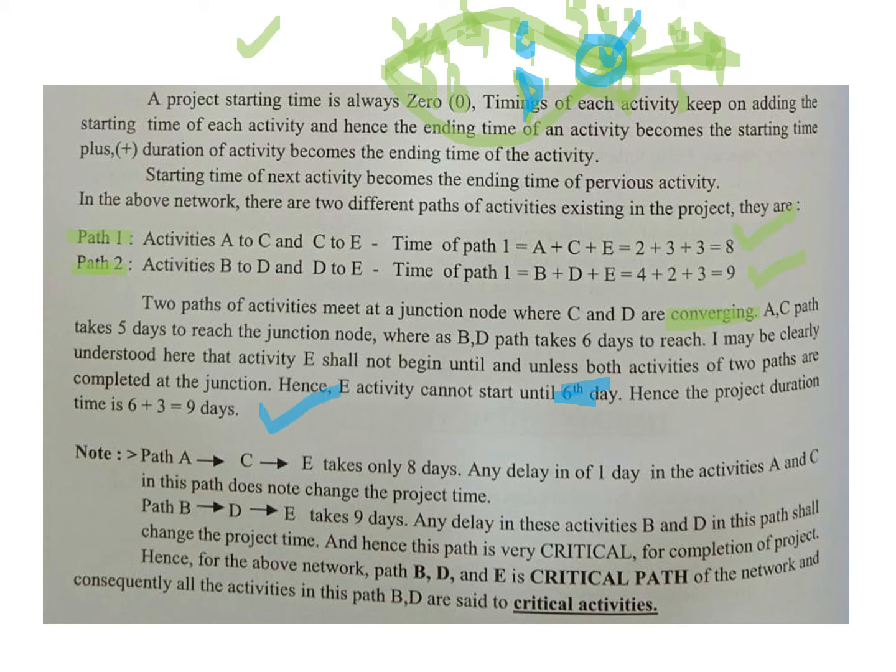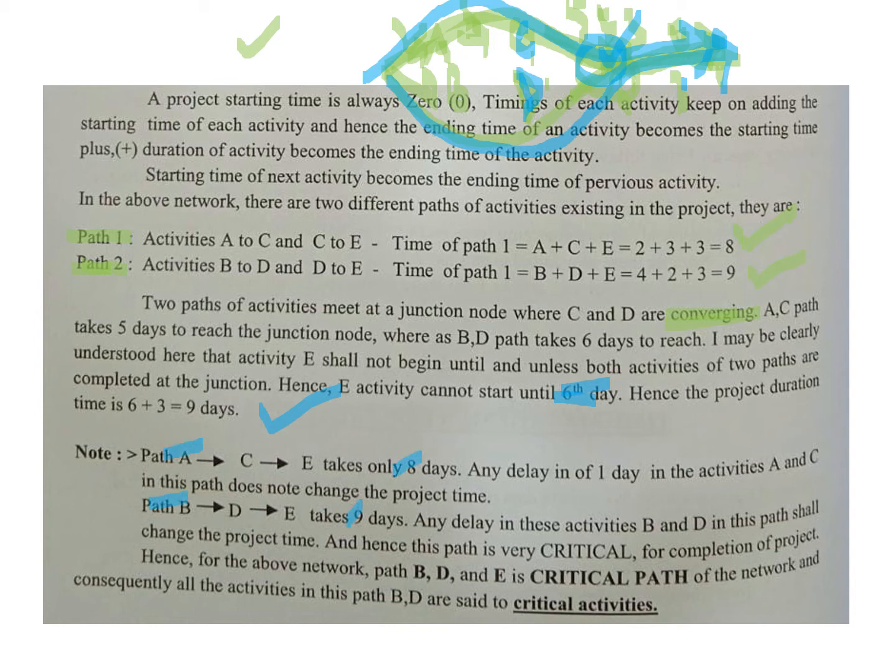Now, the first path, as we discussed, takes 8 days. This particular path, which is from B to D to E, takes up 9 days, right? So path B takes 9 days, path A takes 8 days.